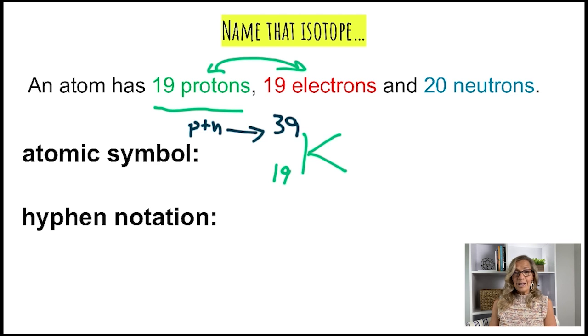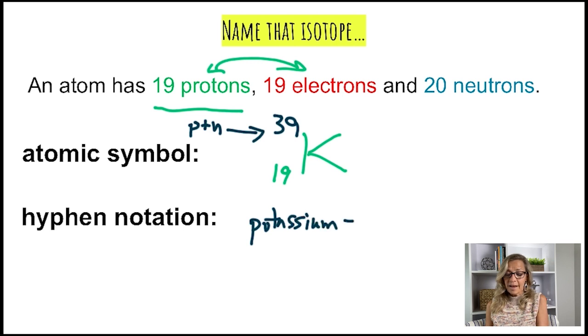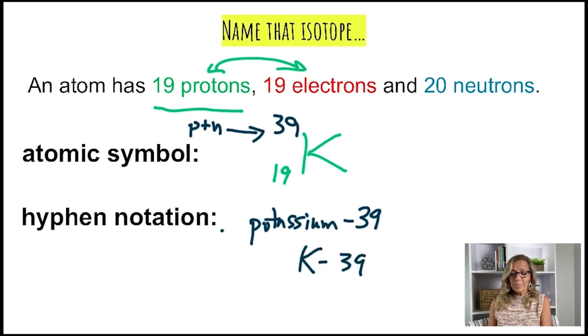So this is the isotope potassium 39. For the hyphen notation, we're just going to write the name, potassium hyphen 39. Okay, and occasionally you'll see K hyphen 39, but that's generally the way you write hyphen notation.